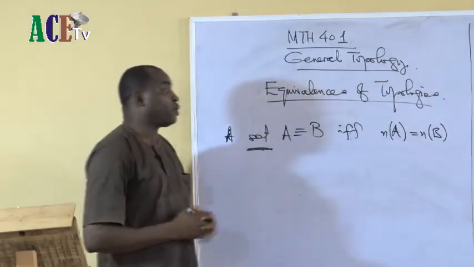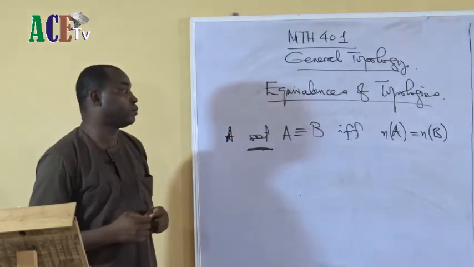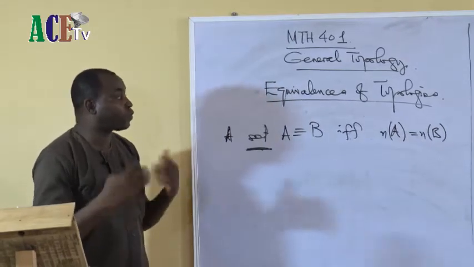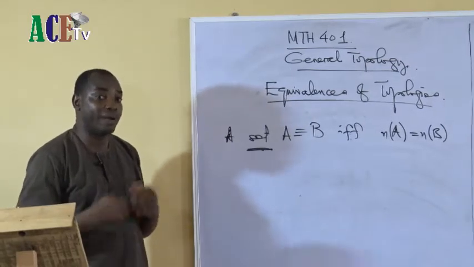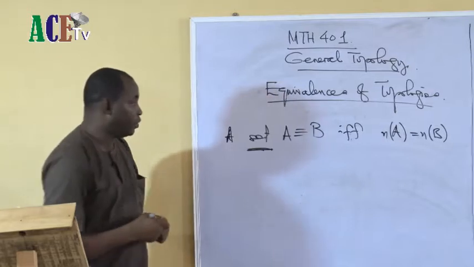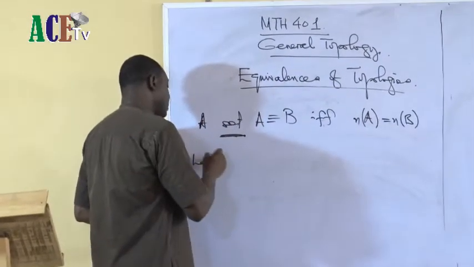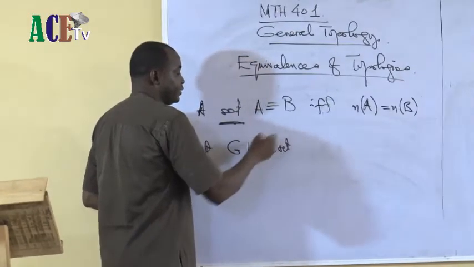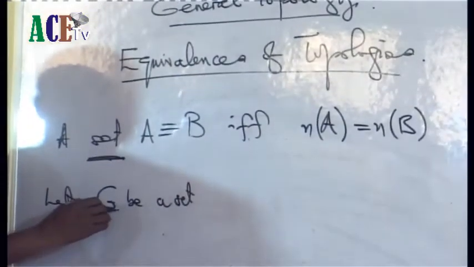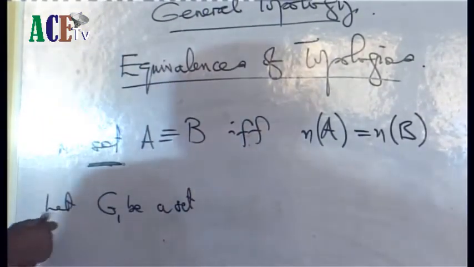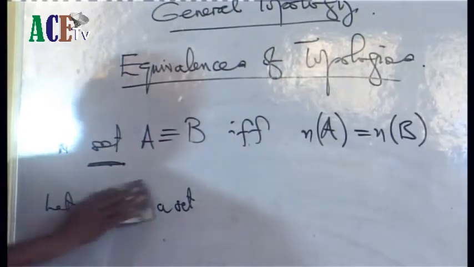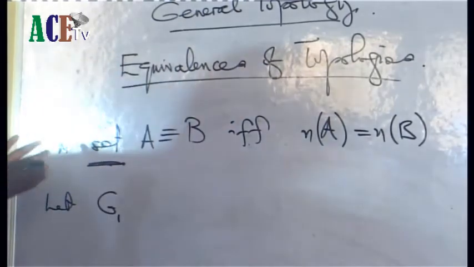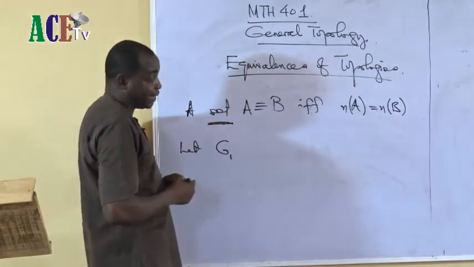As we can see also, you can have a situation where a set is operated on or is closed in terms of binary operations. For instance, let G be a set, or let me call it G1, or let me define it as a group here. So equivalence, when it has to do with sets, you dwell on cardinality.